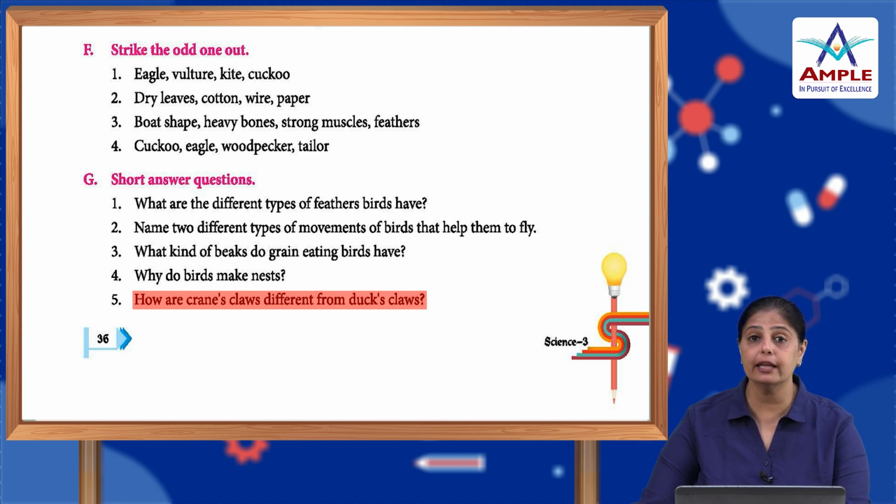So, when we look at them, the claws of this bird, they can wade through the muddy water and they do not get wet. Whereas the ducks, their claws are made in such a manner that the skin in between the toes, that is the web, helps them to push water back while swimming. So, their claws are used for pushing back the water while they are swimming in the water.